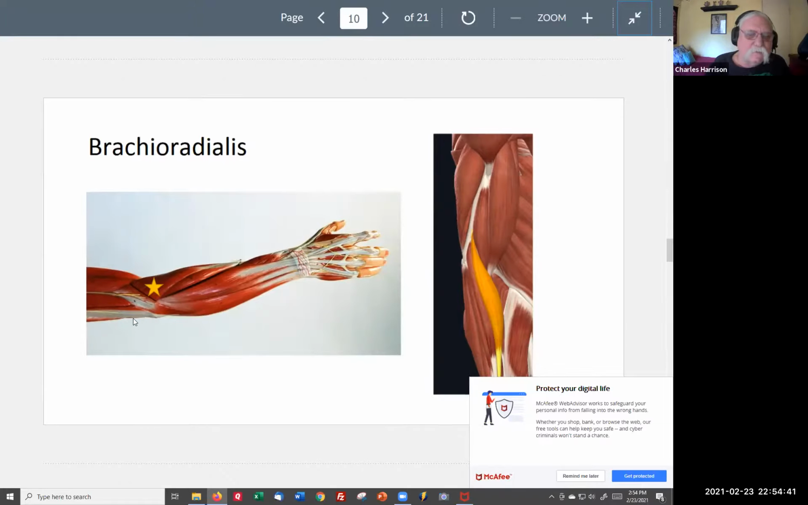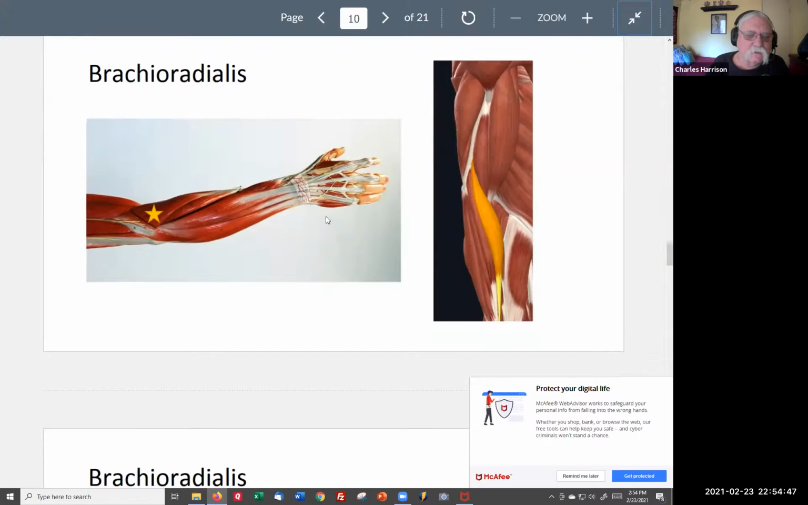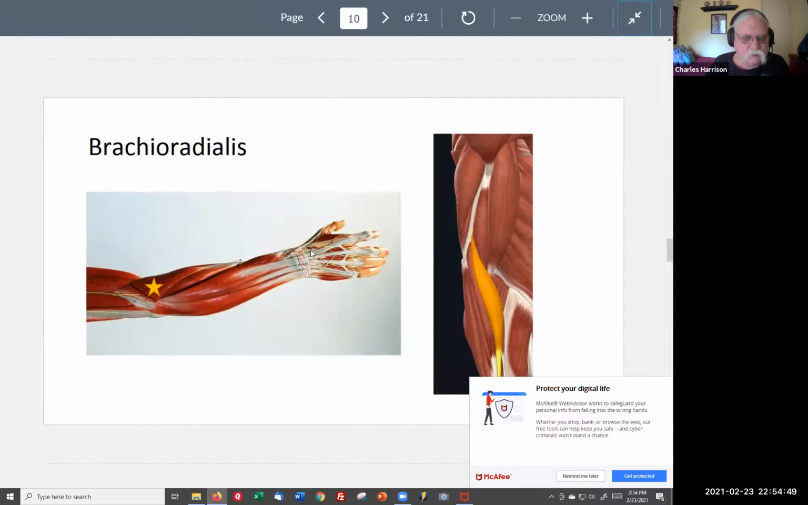Here's the brachioradialis. Now, we're looking at the top of the hand. We're looking at the extensor side, not the flexor side. And the first two muscles right here and here are really one divided in two. It's the brachioradialis.